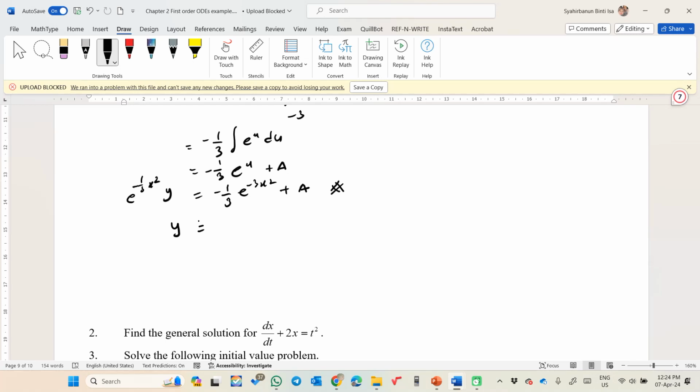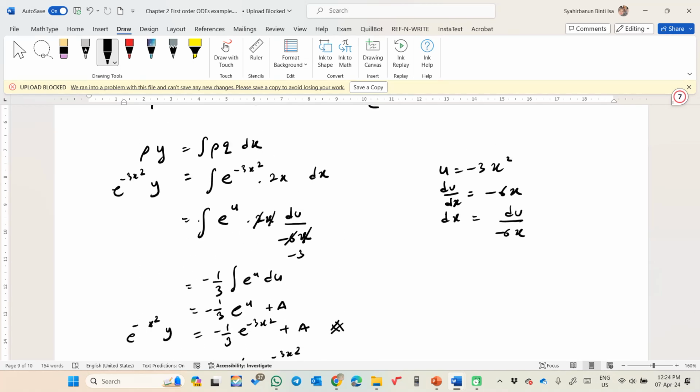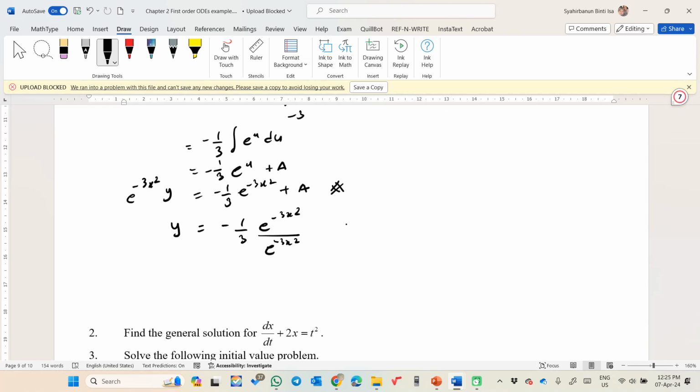If we want to simplify for y, we can divide each term by e to the negative 3x squared. Sorry, negative 3. Plus a, also divided by e to the negative 3x squared. So you can eliminate this. So y is negative 1 over 3 plus a divided by e to the negative 3x squared, or you can bring the exponent beside a, but we need to change the sign of the exponent.